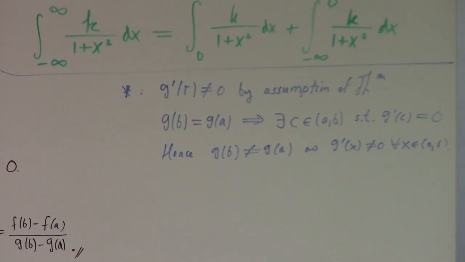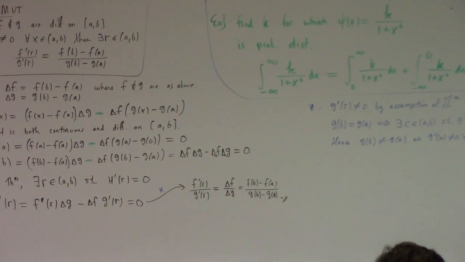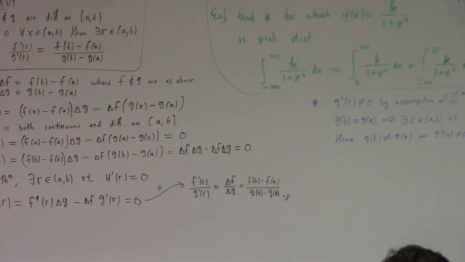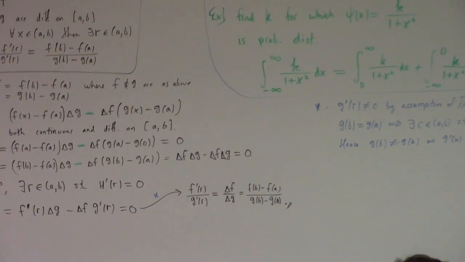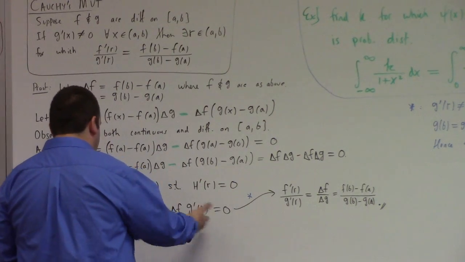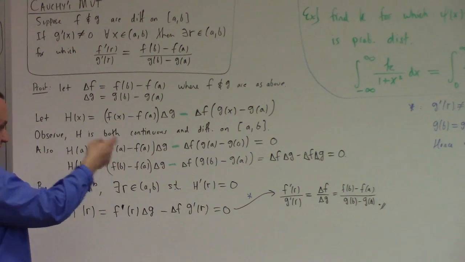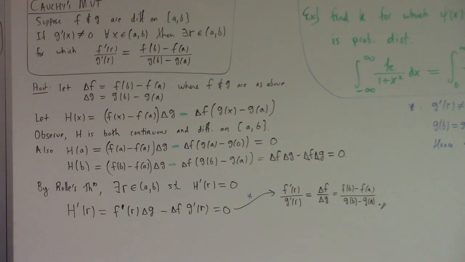So how did you take the subtraction of those two terms and turn it into a division? Algebra. I add the second term to the other side, and I divide by G prime of R and divide by delta G. And it gives me that ratio, the equality of those ratios.